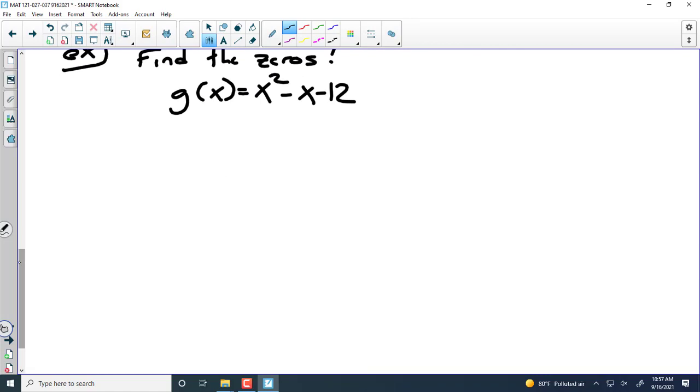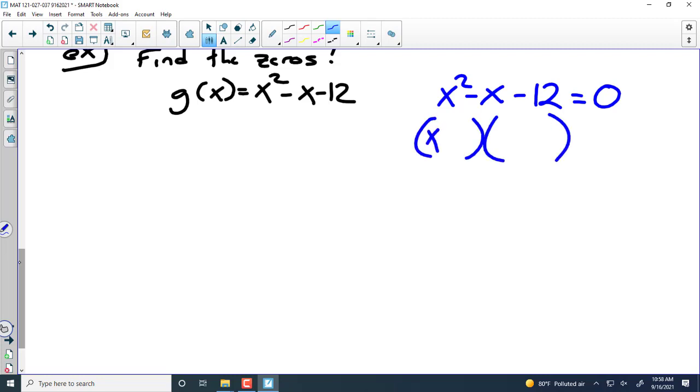How do you usually find the zeros of this? I don't want the answer yet, but how would you go about finding the zeros of this? What do you usually do? What do you think? Factoring? Yeah, usually someone would factor this. Exactly, well done. You would take x squared minus x minus 12 equals 0, and you'd factor it. This happens to factor as x minus 4, x plus 3.